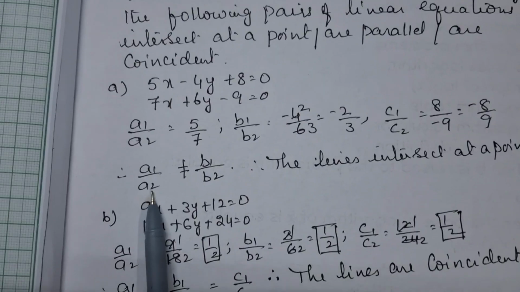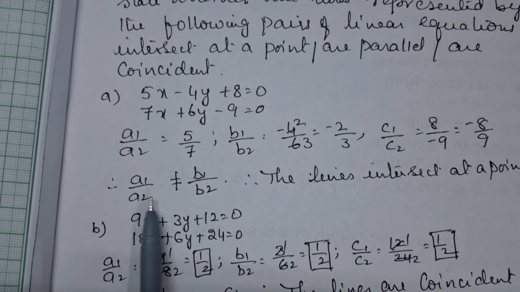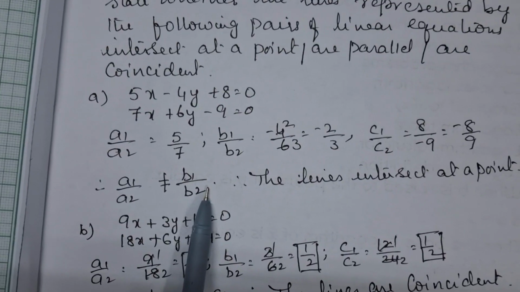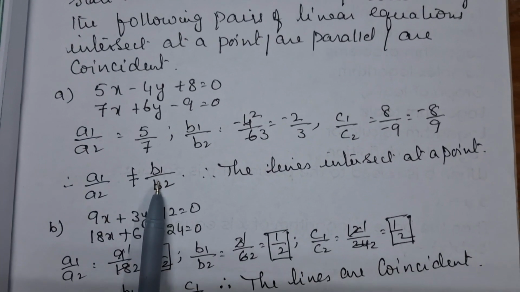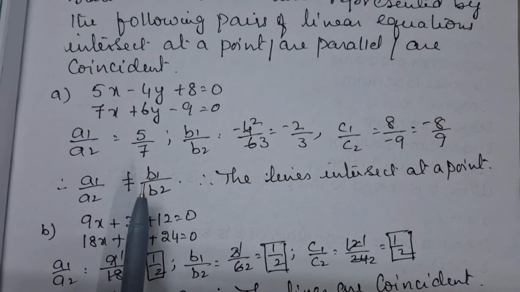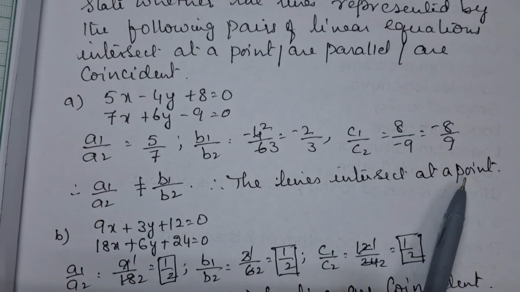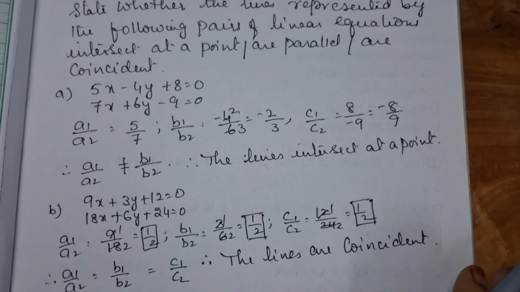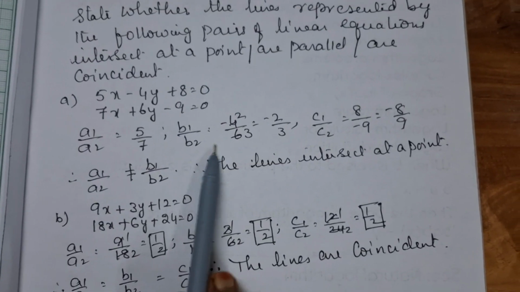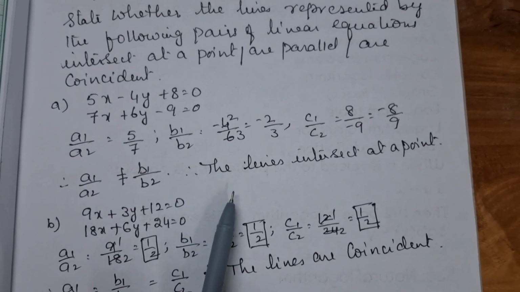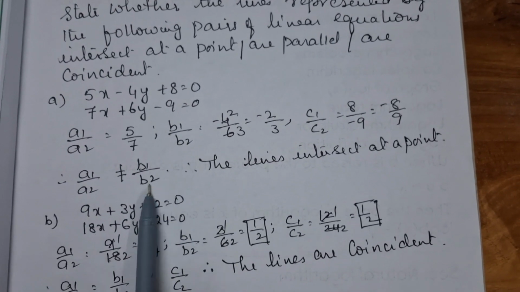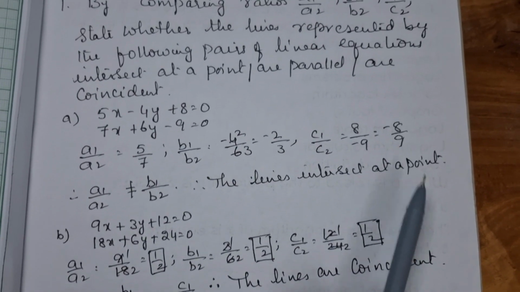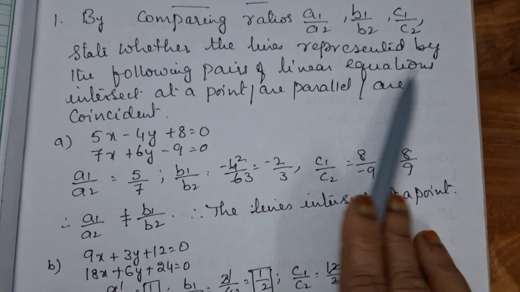Here a1 by a2 is not equal to b1 by b2. If a1 by a2 is not equal to b1 by b2, they are, as I told you, consistent and independent. So that means what? The lines intersect. This property I have told you earlier, children: consistent and independent means the lines intersect at a point.